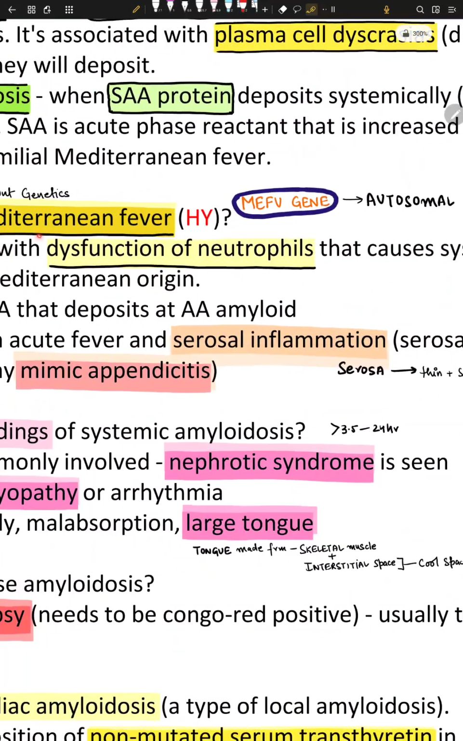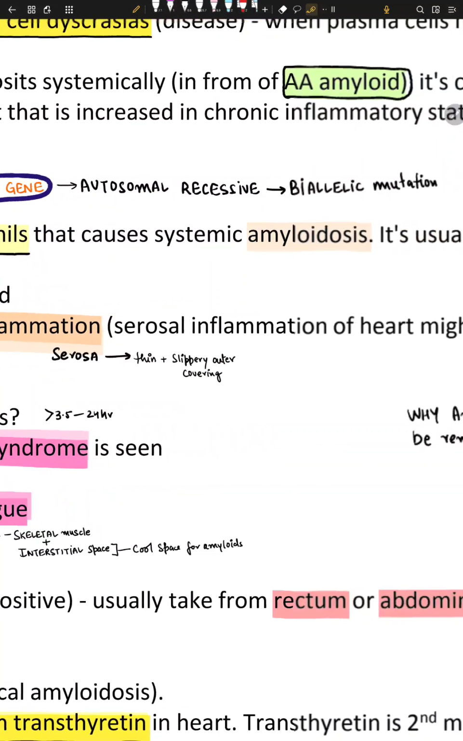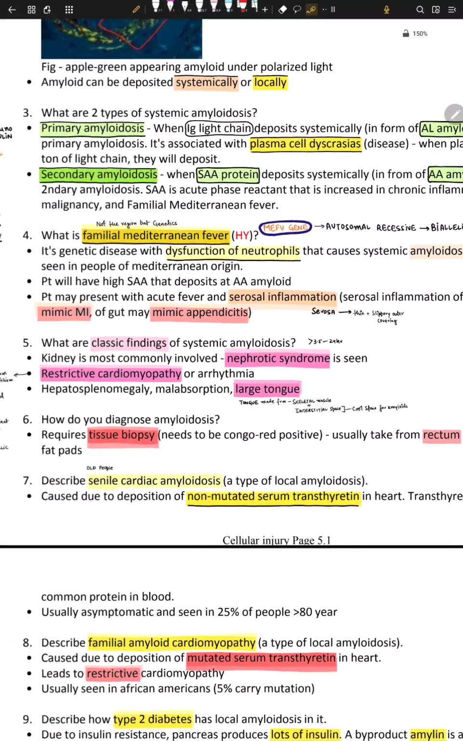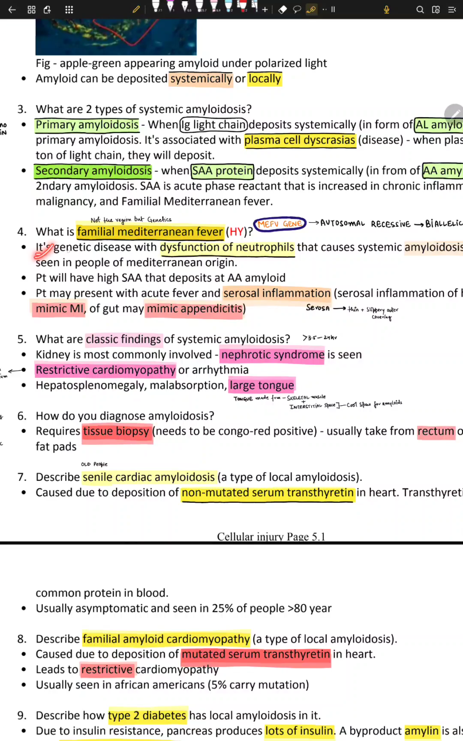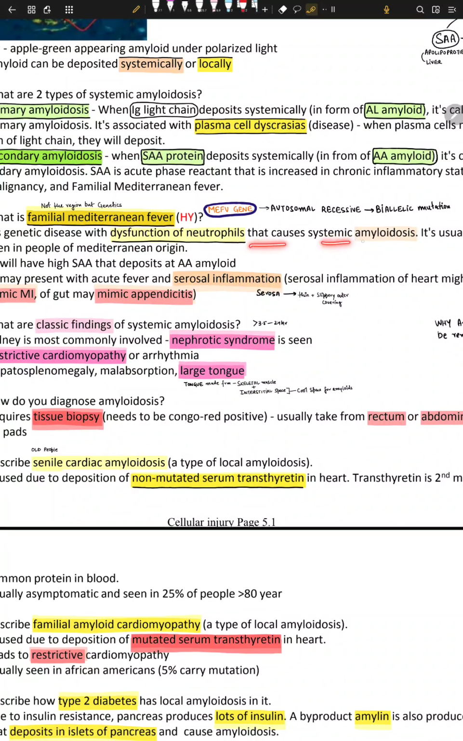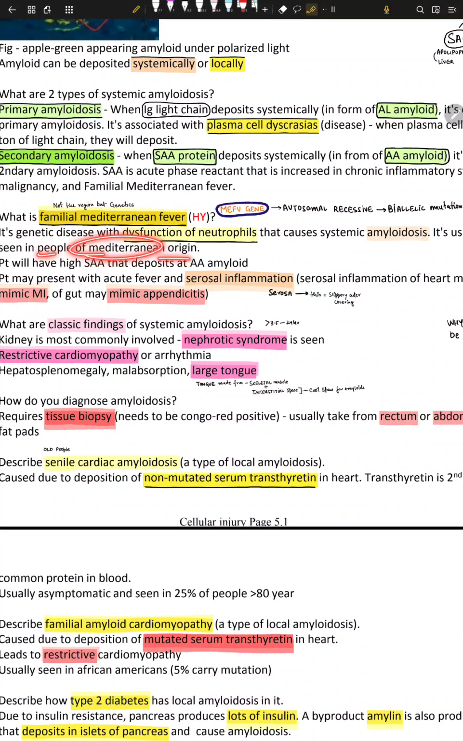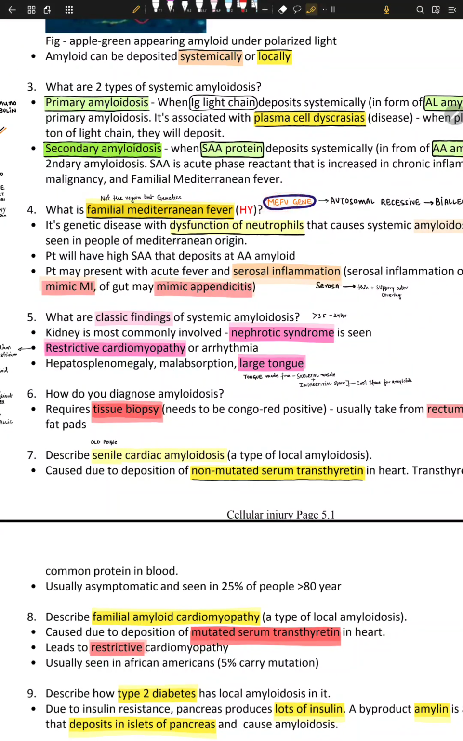How? It is governed by something called the MEFV gene, and it's almost always autosomal recessive. It means you have to have biallelic mutation, in both genes, from your father and from your mother. It's a genetic disease with dysfunction of neutrophils that causes systemic amyloidosis. Amyloids get deposited. It's usually seen in people of Mediterranean origin. Well, it's not Mediterranean, it's genetic. It's seen with the MEFV gene, and patients have high SAA, that is secondary amyloidosis, a deposit of AA amyloid.